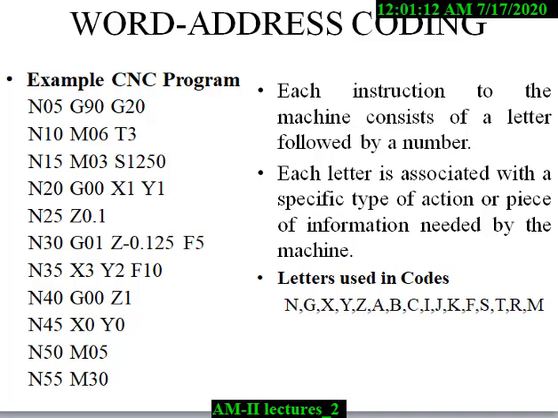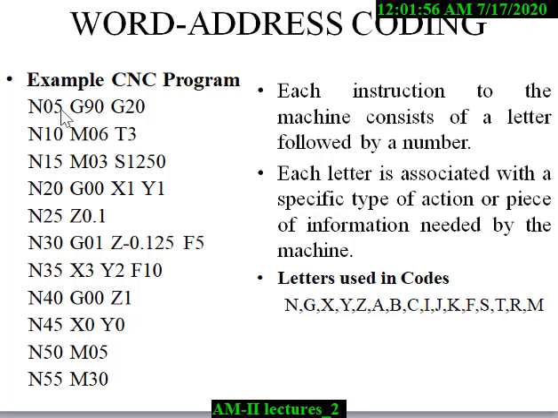The letters used for the code are N, G, X, Y, Z, A, B, C, I, J, K, then F, S, T, R, M. N is for sequence number, G for preparatory code or function like G00, G01. Then X, Y, Z, A, B, C, I, J, K are used for the coordinate system. Then F is for feed, S for speed, T for tool, R for radius, and M for miscellaneous functions like M05, M06 for coolant on/off or spindle on/off.